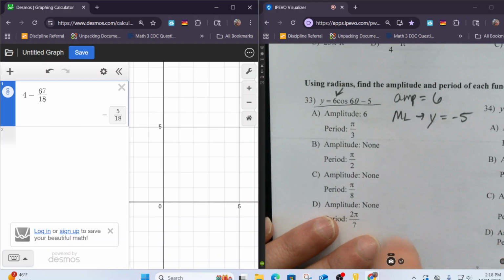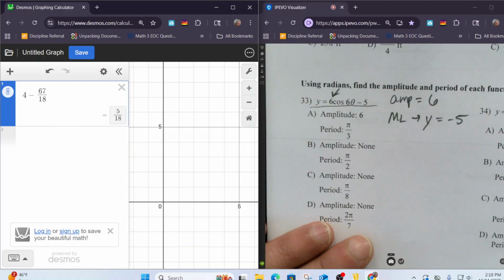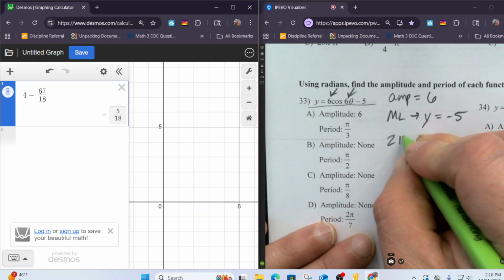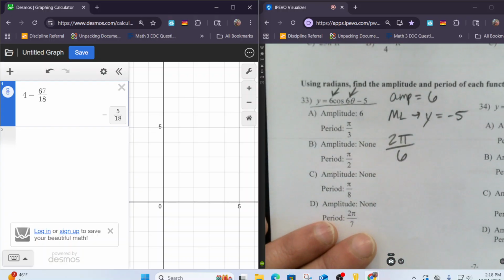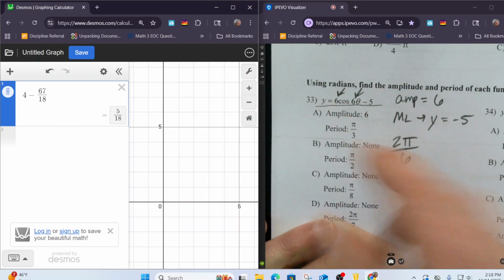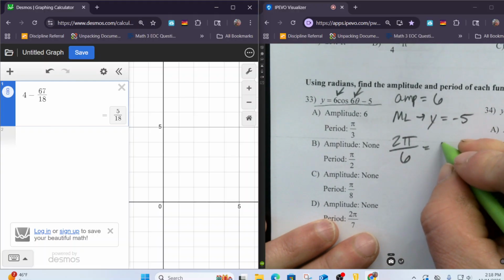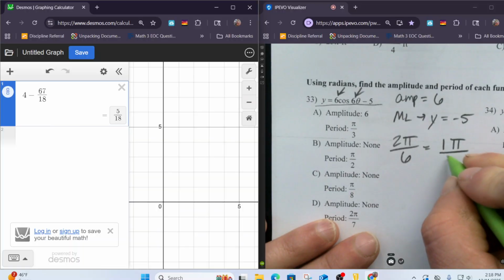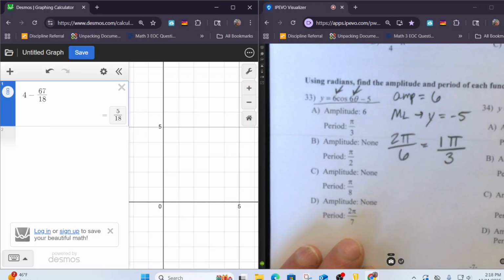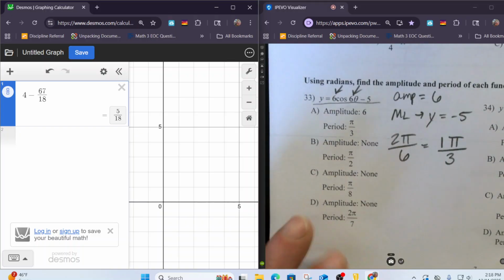And then, what is my period? Can you look at the equation and get the period without doing anything? It's 2 pi divided by b. How do I know that's my b? It's with theta, right? That's my b value. And what happens here, 2 over 6 reduces to its lowest terms of 1/3. So 1 pi over 3, or pi over 3.